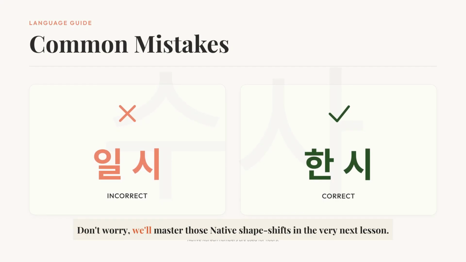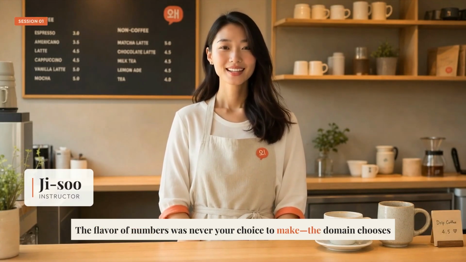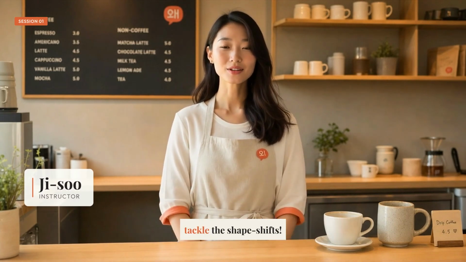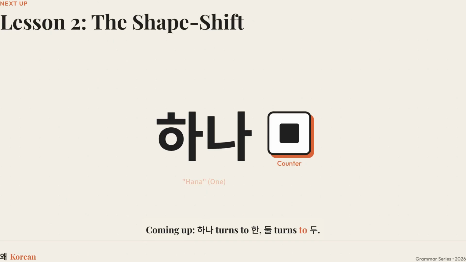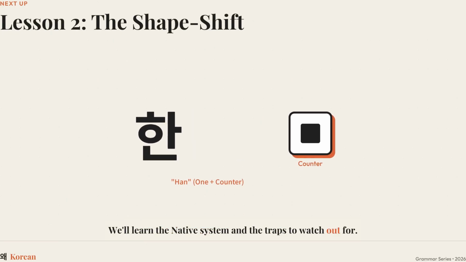Don't worry, we'll master those native shapeshifts in the very next lesson. The flavor of numbers was never your choice to make. The domain chooses for you. Review these Sino forms, and I'll see you in Lesson 2 to tackle the shapeshifts. Coming up, 하나 turns to 한, 둘 turns to 두. We'll learn the native system and the traps to watch out for.